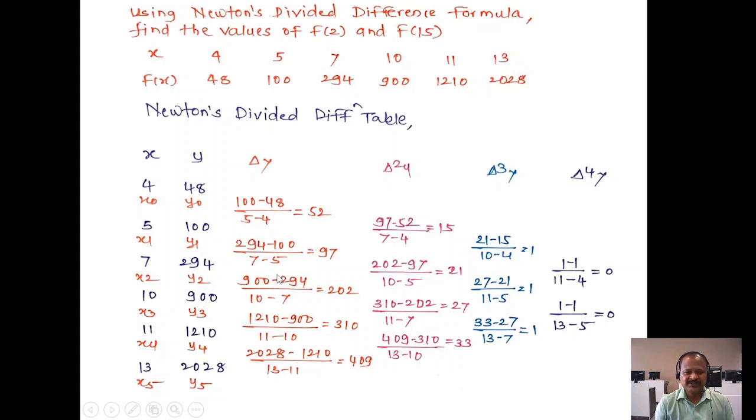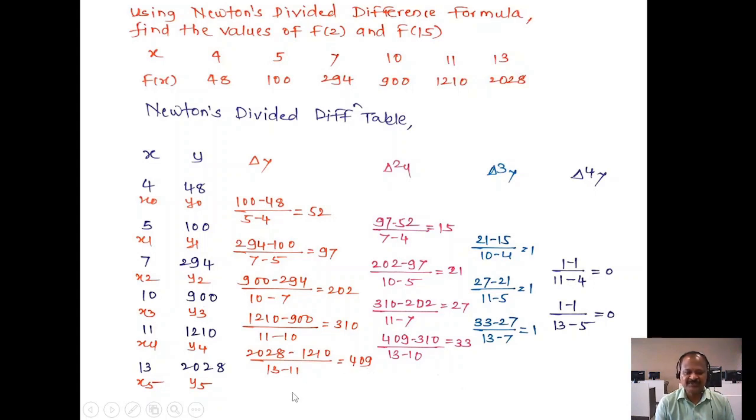Then you have to find the next difference. It is y3 minus y2 divided by x3 minus x2. So it is 900 minus 294 divided by 10 minus 7, which is equal to 202. Then y4 minus y3. So y4 is 1210 minus y3 which is 900, divided by x4 minus x3, so 11 minus 10, which is equal to 310. Then the last difference, y5 minus y4. So y5 is 2028 minus y4 which is 1210, divided by x5 minus x4, so 13 minus 11. The answer is 409.